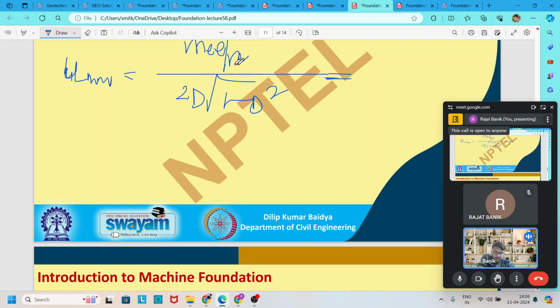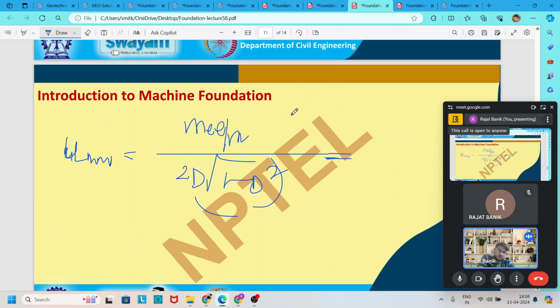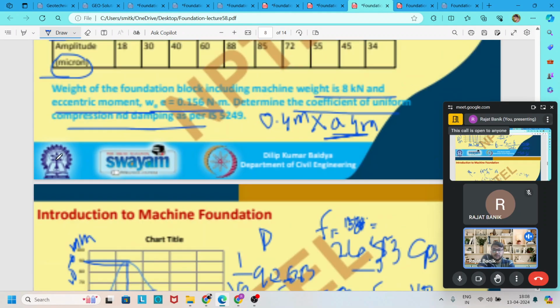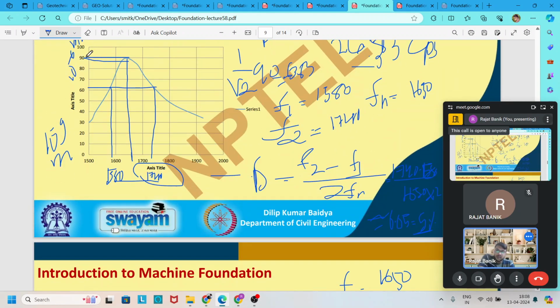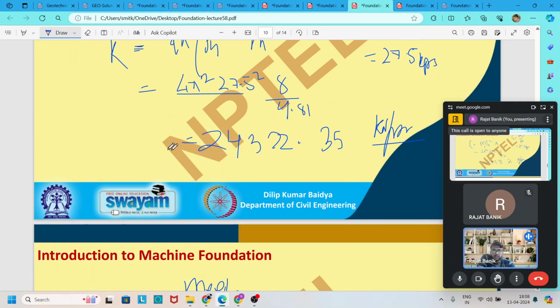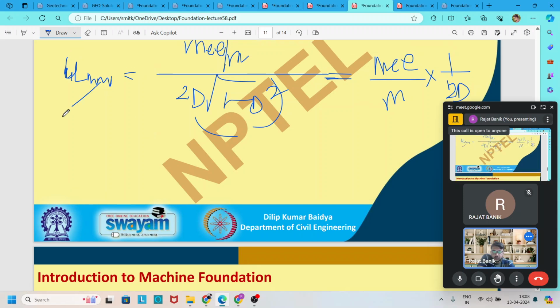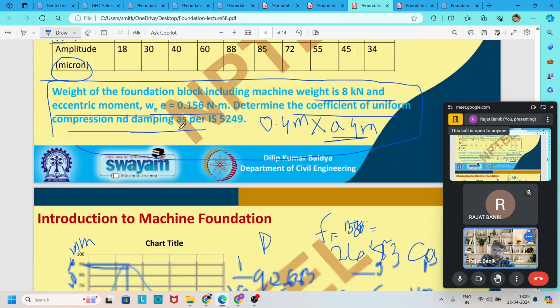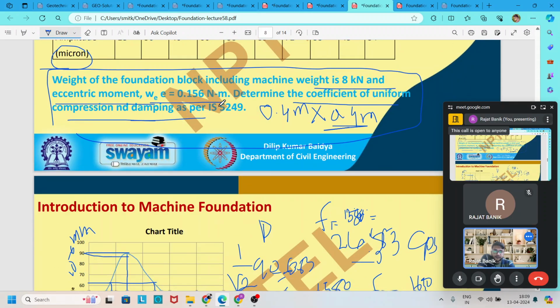because we know the damping is very small, this becomes m e into e divided by m into 1 by 2d. And in the graph, we find that this maximum is 90 into 10 to the power minus 9 meter. So put all this value here. So we get ME, this moment is given here as 0.15 Newton meter.